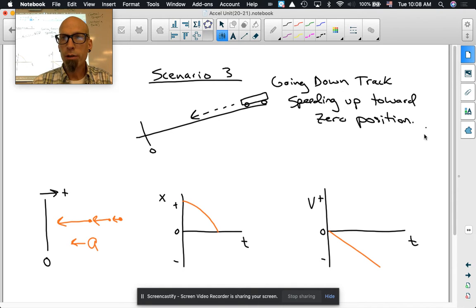So that was scenario 3. Again, it was getting faster going toward the 0 position, so the acceleration is negative. We saw a negative slope on the VT graph. We saw a slope that started with none, and then it got steeper negatively, like that. Okay, so that was scenario 3.